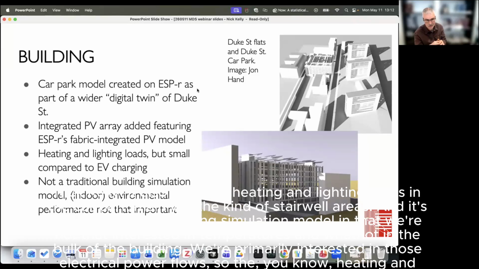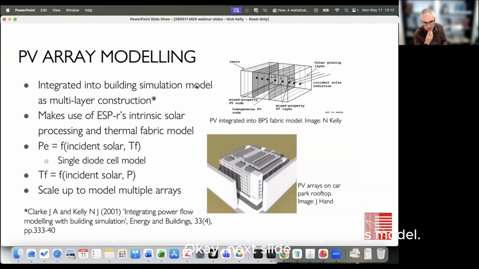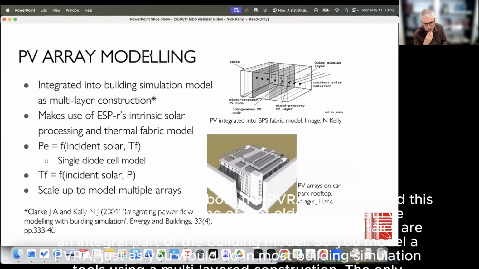So the heating and cooling, which is normally our main focus in building simulation, is actually secondary in this model. Okay, next slide. So thinking about the PV array modelling, and this falls back on some of that older work that I've mentioned. So basically within ESP-r, photovoltaics are an integral part of the building model. So you model a PV array just as you would do in most building simulation tools using a multi-layered construction.